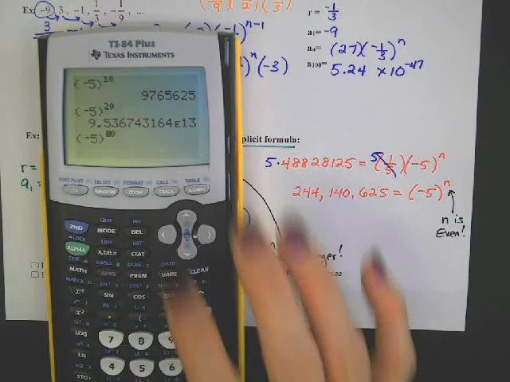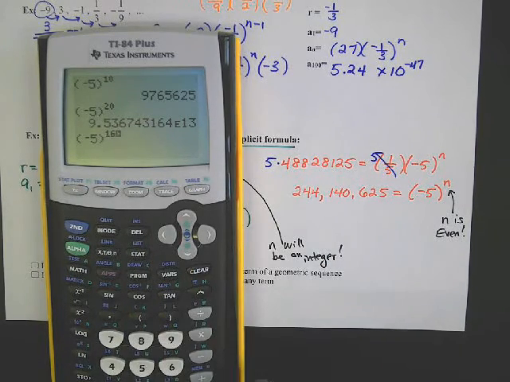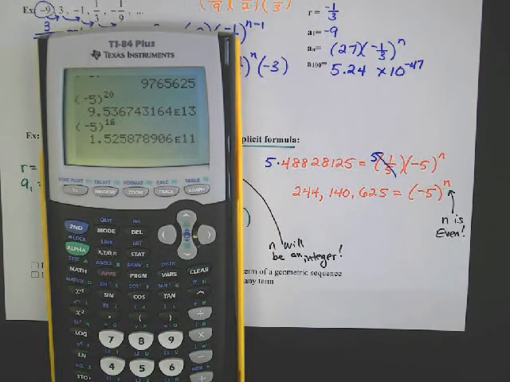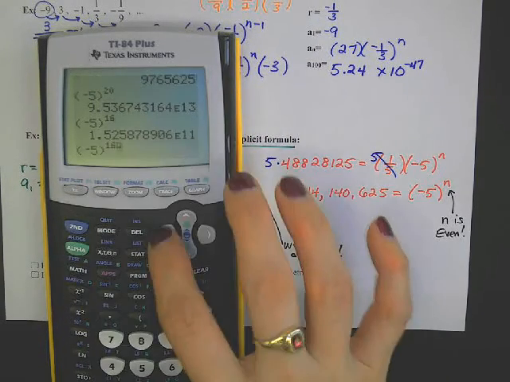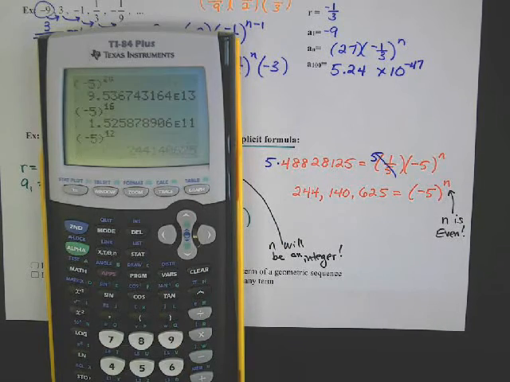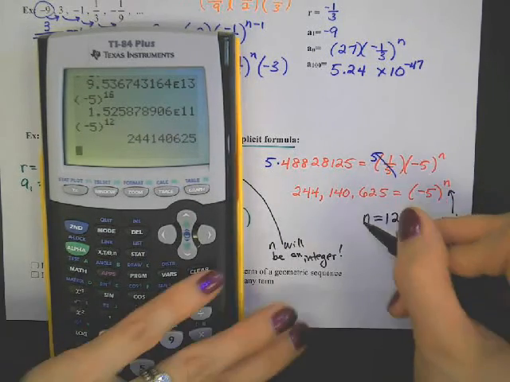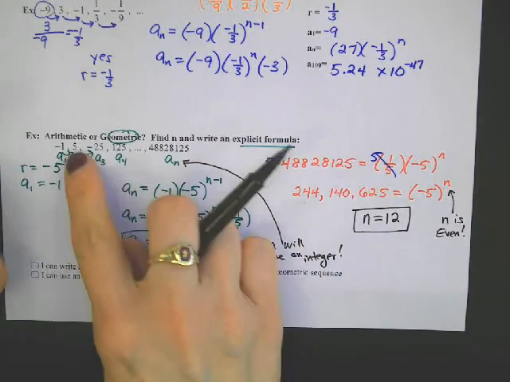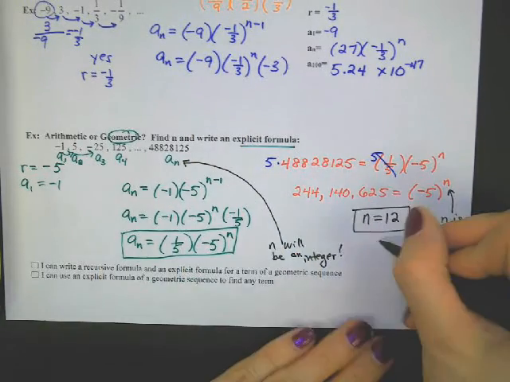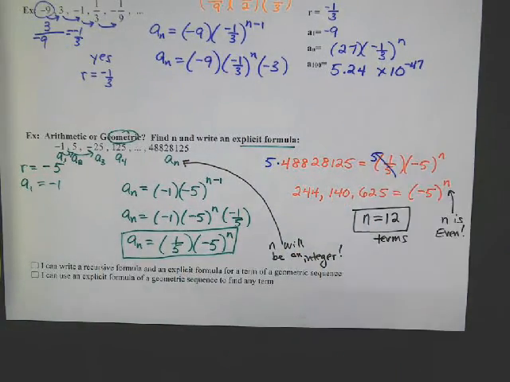Second enter, I'm going to change 20 to 16. I'd put 15, but that's not even. Nope, still too big. Let's guess 12. N is 12. So how many terms does this sequence have? 12 terms. And that's geometric for you.